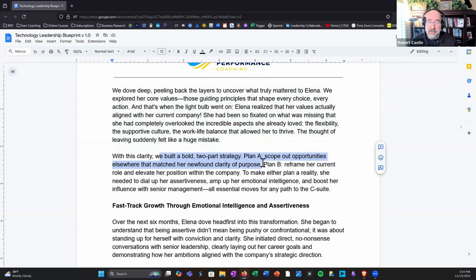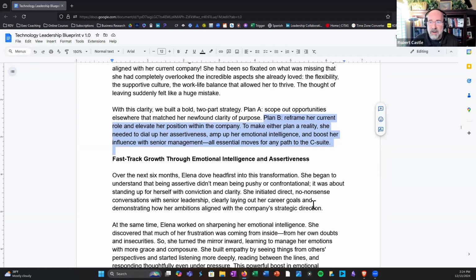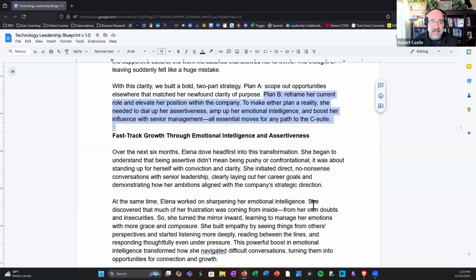Plan A was to scope out opportunities elsewhere that matched her newfound clarity and purpose. And plan B was to reframe her current role and elevate her position within the company. To make either plan a reality, she needed to dial up her assertiveness and amp up her emotional intelligence, boost her influence with senior management, all essential moves for any path to the C-suite.